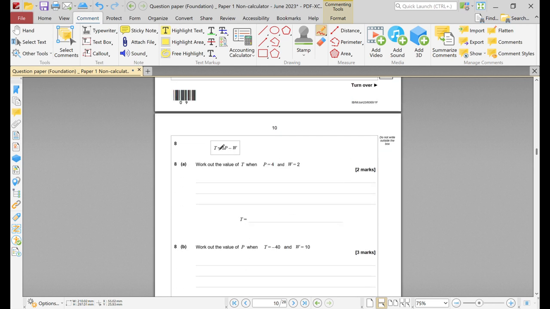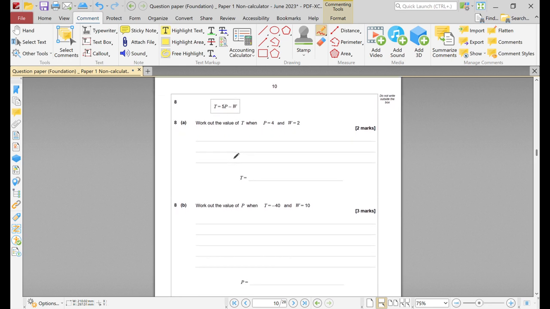Question 8. T equals 5p minus w. Work out t when p is 4. So t equals 5p, where p is 4. So 5 times 4 minus w, where w is 2. So that's t equals 20 minus 2. And that is equal to 18.